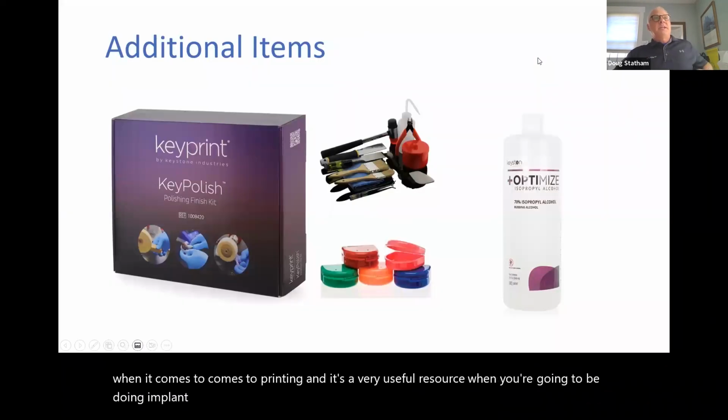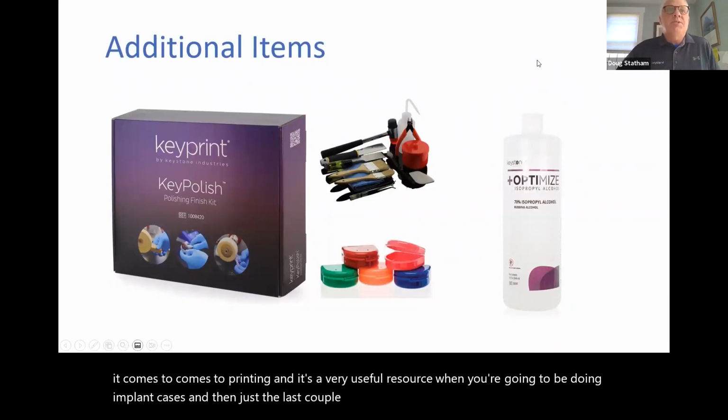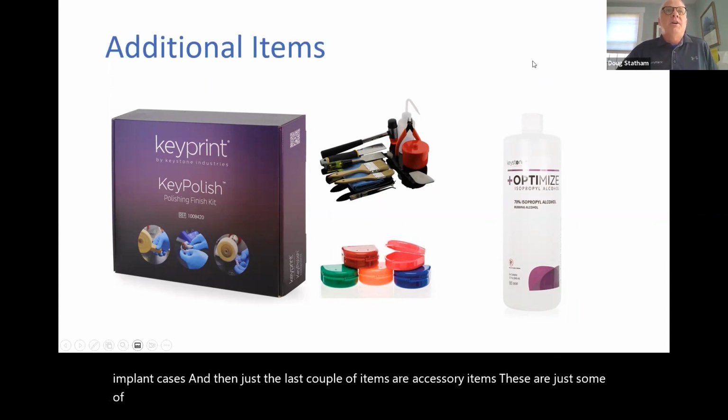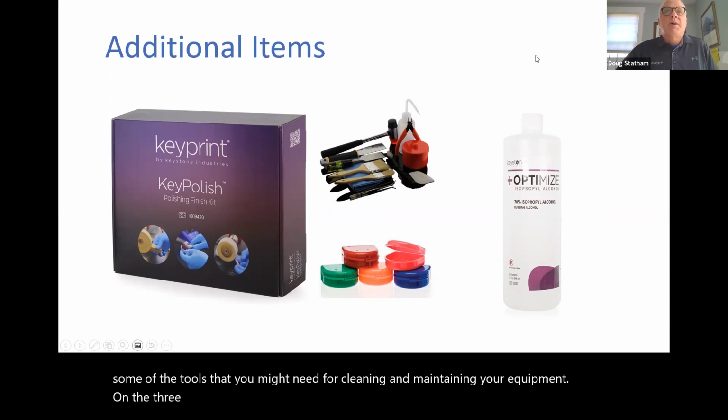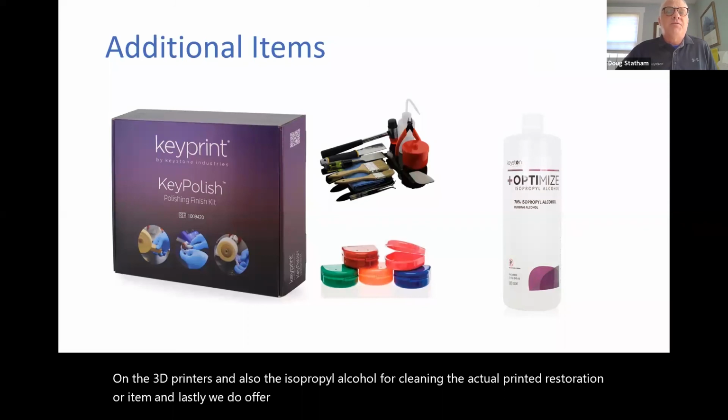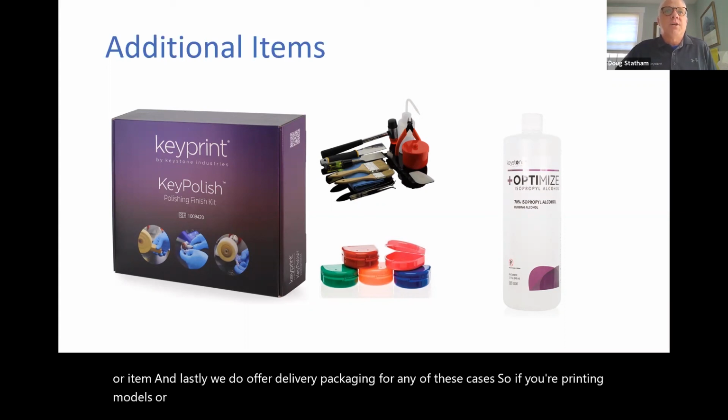And then just the last couple of items are accessory items. These are just some of the tools that you might need for cleaning and maintaining your equipment on the 3D printers, and also the isopropyl alcohol for cleaning the actual printed restoration or item. And lastly, we do offer delivery packaging for any of these cases. So if you're printing models or night guards or surgical guides, we do offer packaging that you can buy from us to send those over to your doctors.